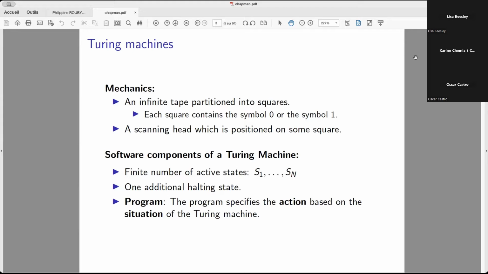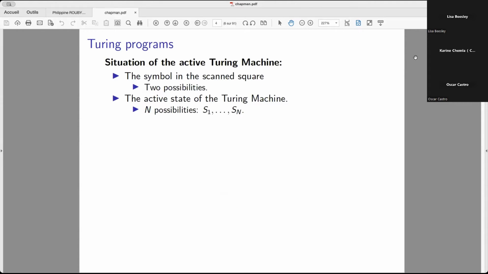The Turing machine has a finite number of active states, say S1 up to Sn, and one additional halting state. And then there's a program. And the program specifies the action based on the situation of the machine. So we have to look at what that means. What's the situation of an active Turing machine? Well, it's the symbol in the current scanned square. So there are two possibilities. Remember, every square has either a 0 or 1. And then there's the active state of the Turing machine. Which state is it in of those n states?